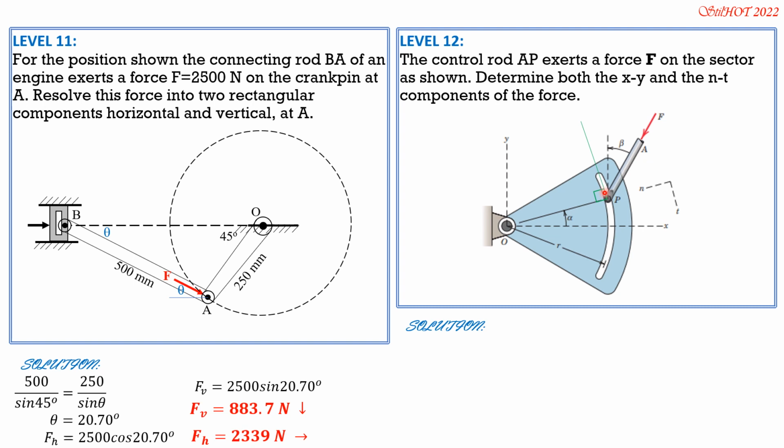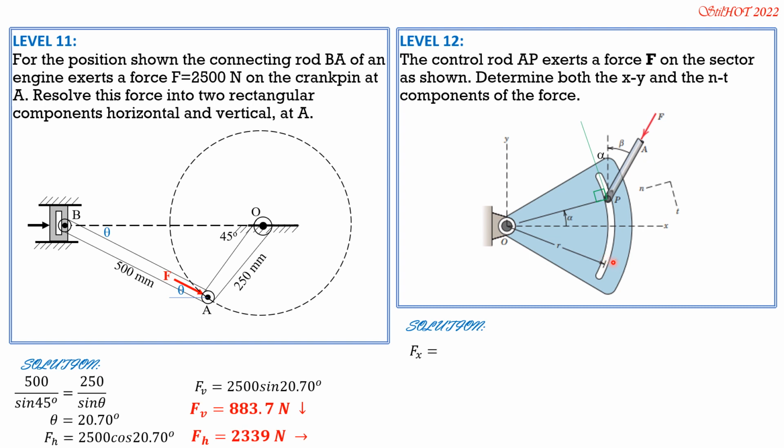So for the normal and tangential components, we draw a line perpendicular to this inclined plane here, which is making an angle of alpha. So remember the principle, the angle of inclination, alpha, is also the angle between the vertical and the normal. So this is also alpha.